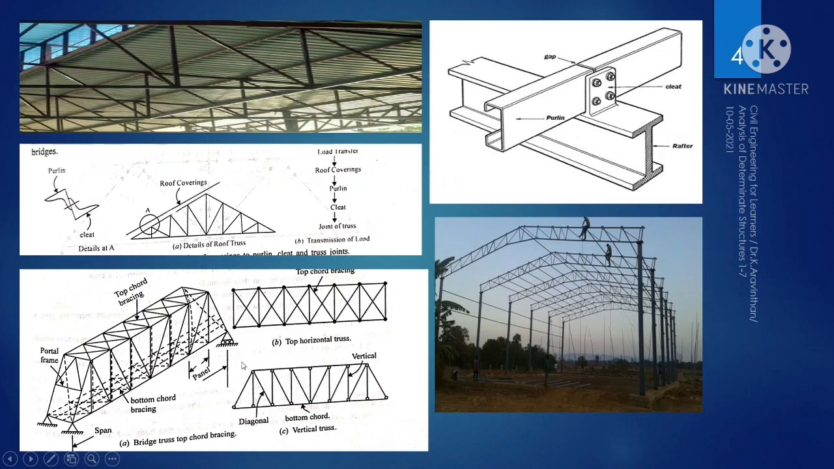And if a load is perpendicular to the structure, then lateral bracing is also provided. You can see these lateral bracings. These are all called diagonal members, which give stability to the structure.